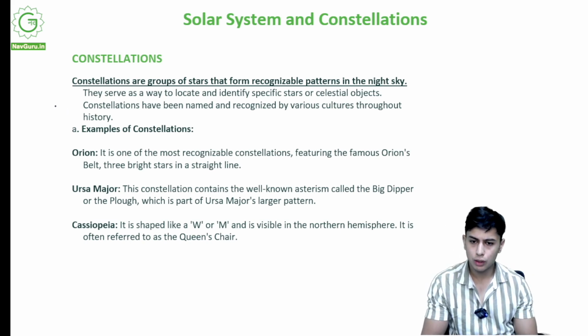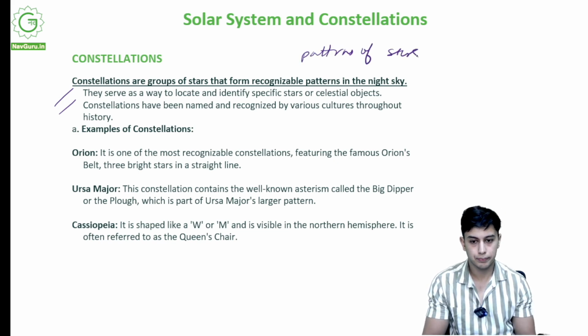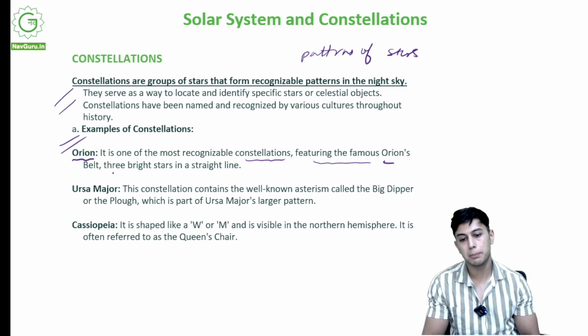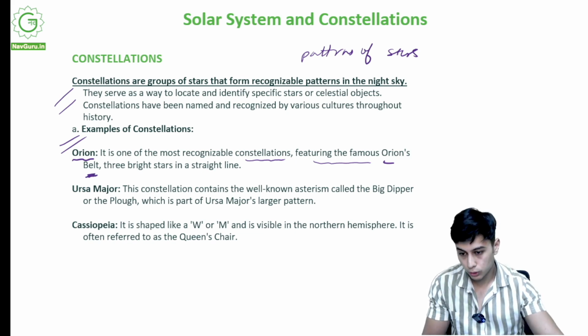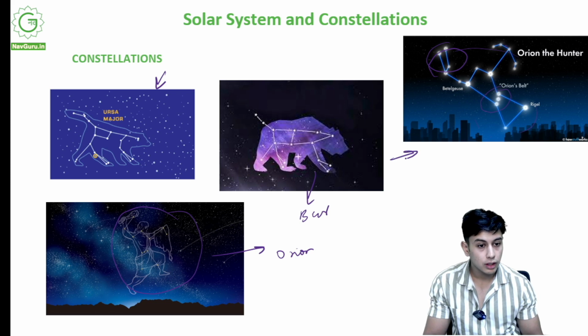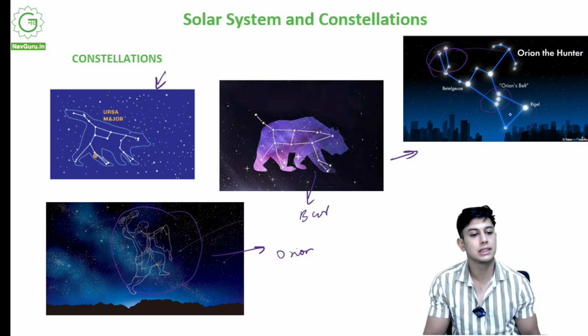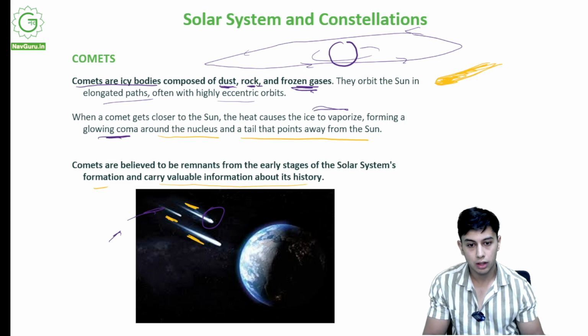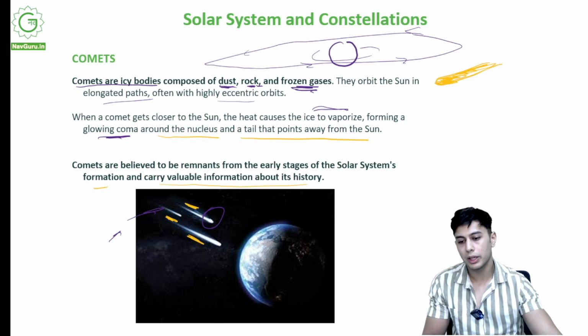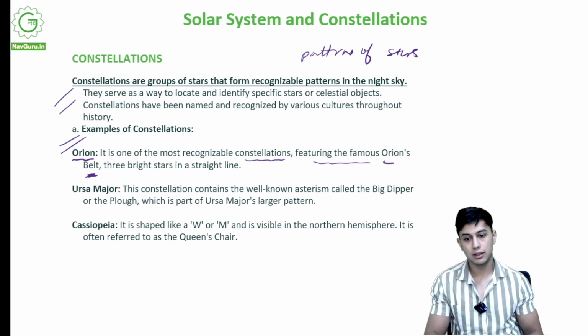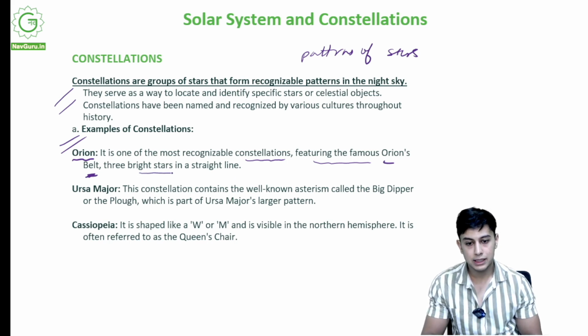Another thing about constellations, now we know what constellations are. These are patterns of stars. Examples of constellations: Orion. It is one of the most recognizable constellations, featuring the famous Orion's belt. I have shown you this one. This is one of the most famous constellations in this world, Orion the Hunter. You can spot it when you see 3 stars in a line. That is the belt, 3 bright stars in a straight line.